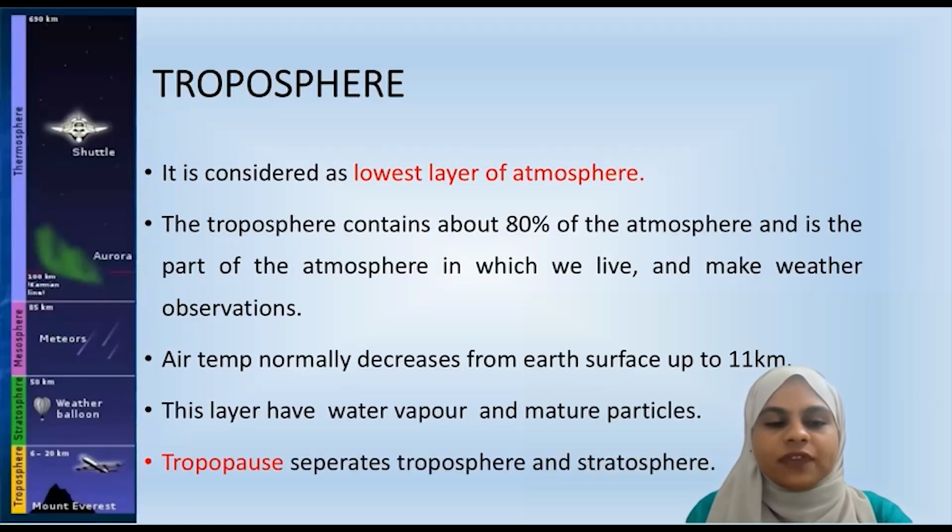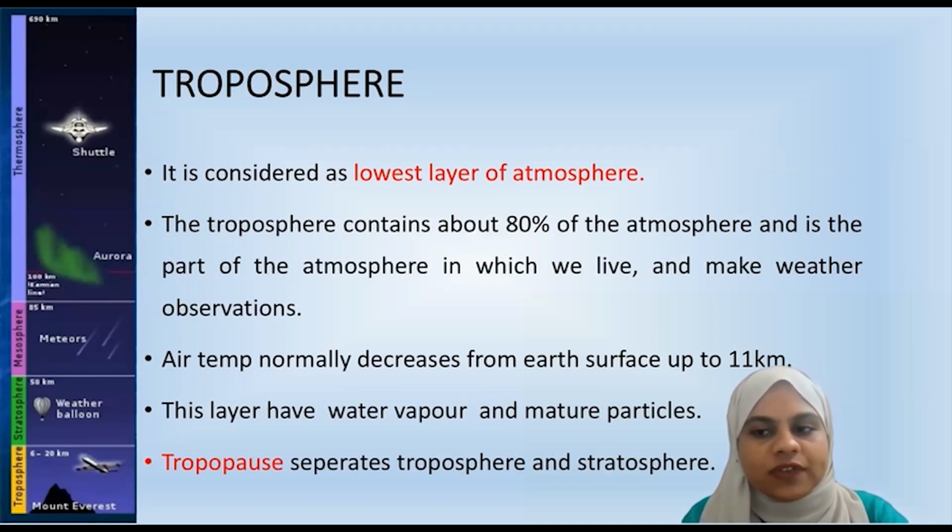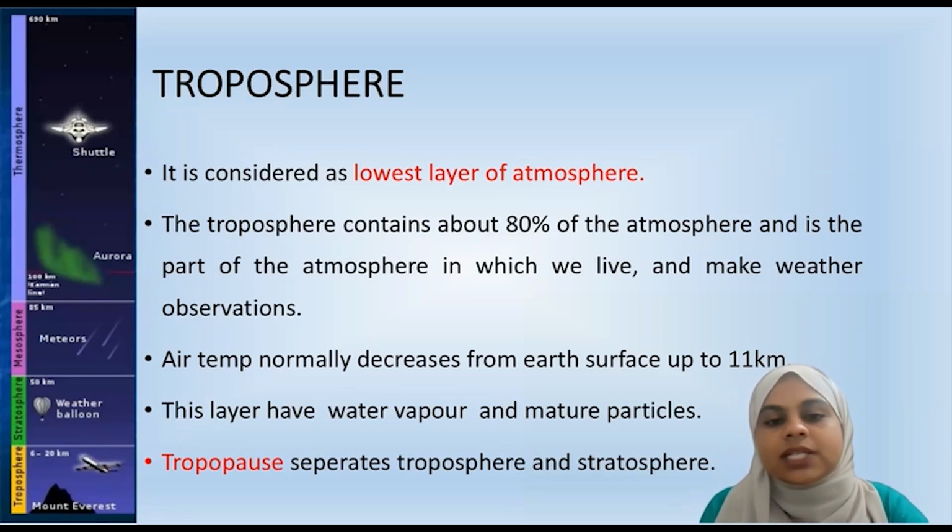Next, troposphere. Troposphere is considered the lowest layer of the atmosphere. The troposphere contains about 80% of the atmosphere and is the part of the atmosphere in which we live and make weather observations. Air temperature normally decreases from Earth's surface up to 11 kilometers. This layer has water vapor and particles. The tropopause separates the troposphere and stratosphere. Remember, temperature decreases with height in this layer.